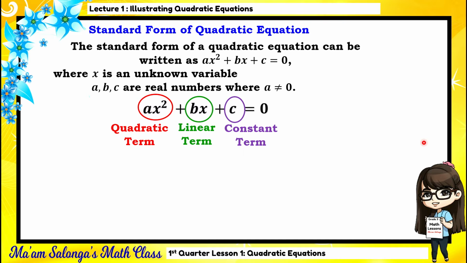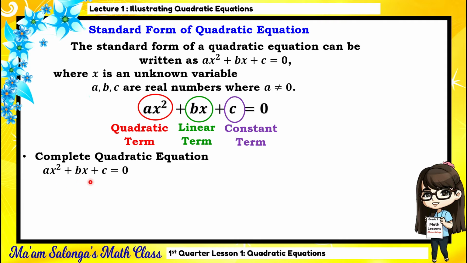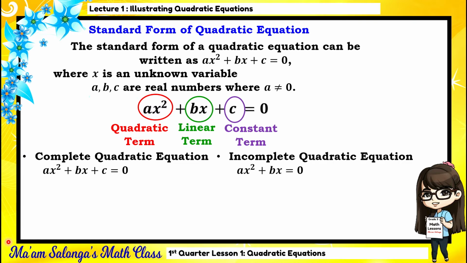So we can say that it is a complete quadratic equations if there are no missing terms. Quadratic term is present, and linear term and constant term are also present. Ang example naman ng incomplete quadratic equation ay ax squared plus bx equals to 0, where the constant term is missing. So kung tingnan natin dito, siya yung nawawala.